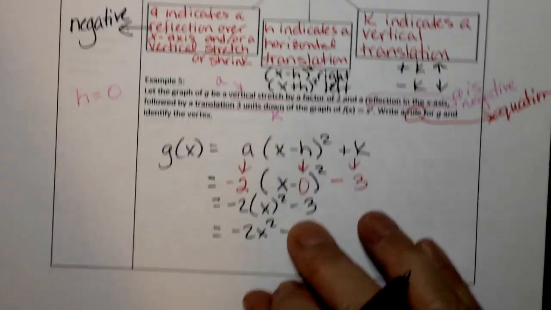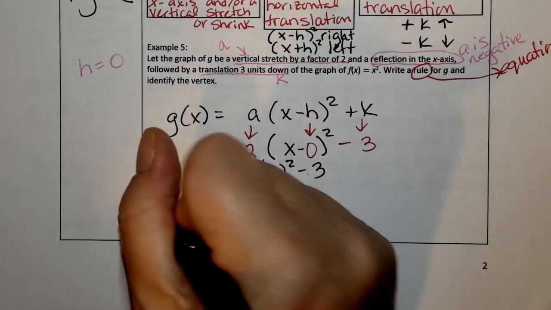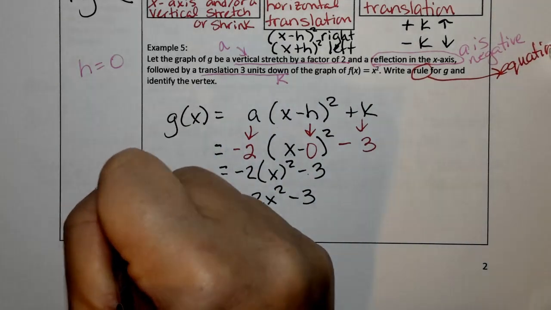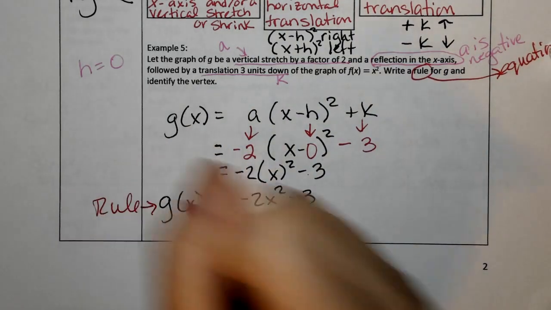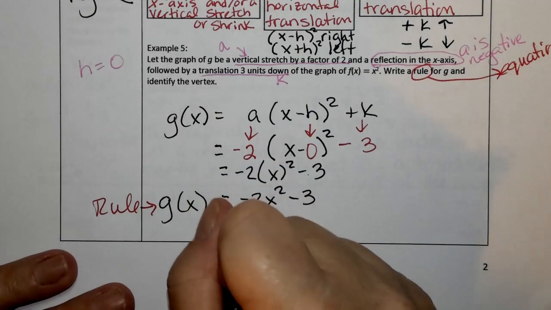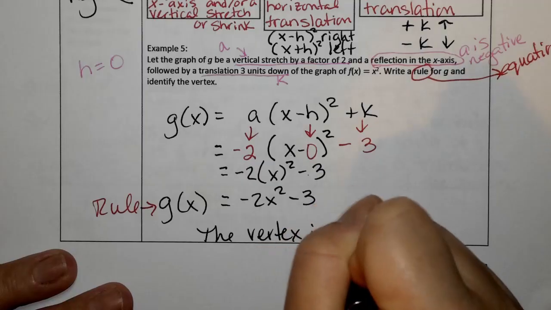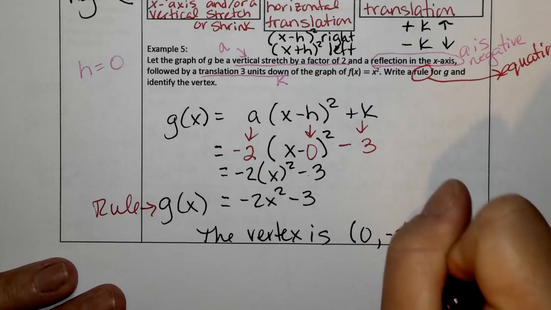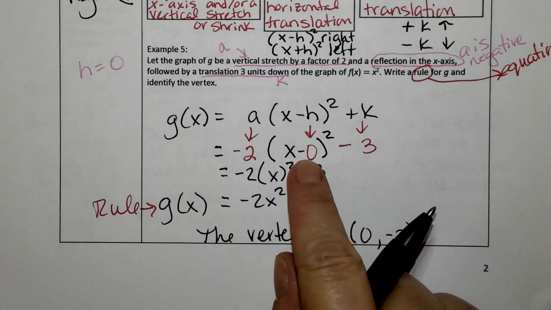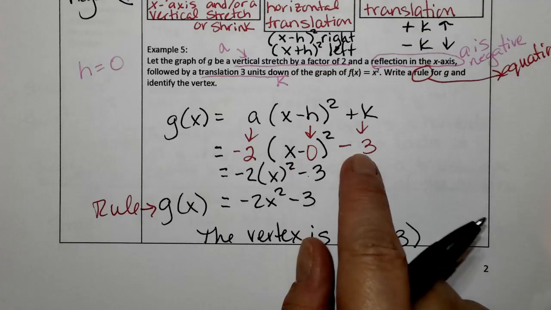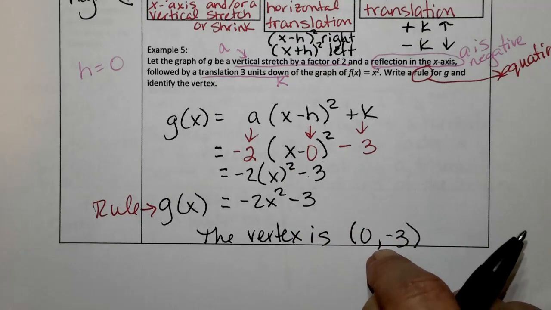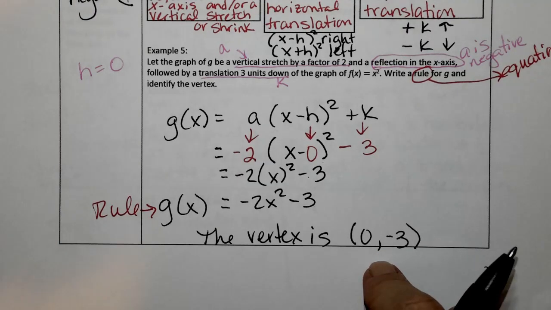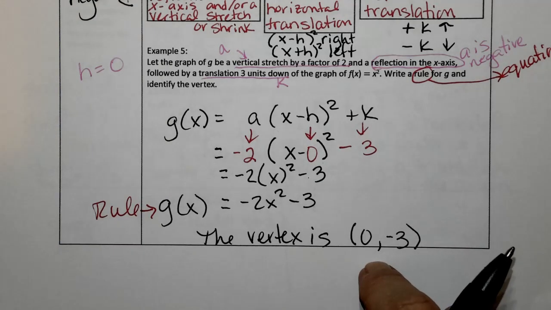So now, what did the rest of it say? Write a rule. So this is our rule: g of x is equal to negative 2x squared minus 3. So here's our rule. And then we have to state the vertex. This kind of helps with your vertex too if you put that 0 in the place. So it is 0 comma negative 3. You could imagine if you were to translate this, it would not go left or right, and then it would go down 3, and this is the point that it would land on. So your vertex is related to the translations.